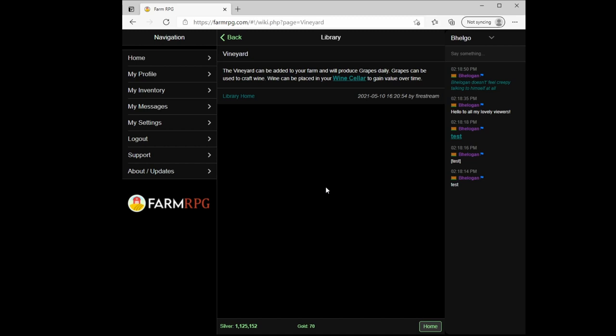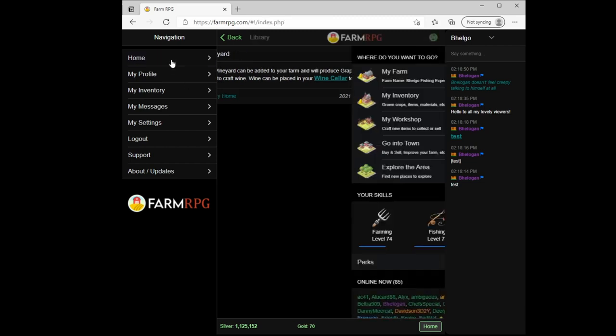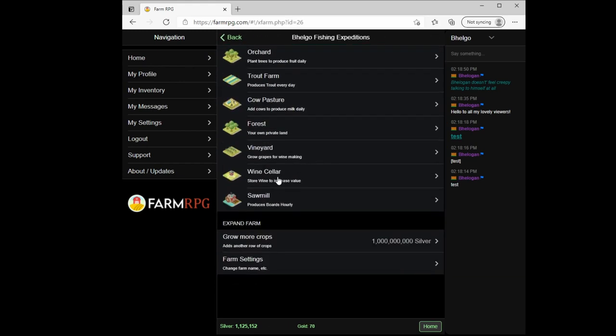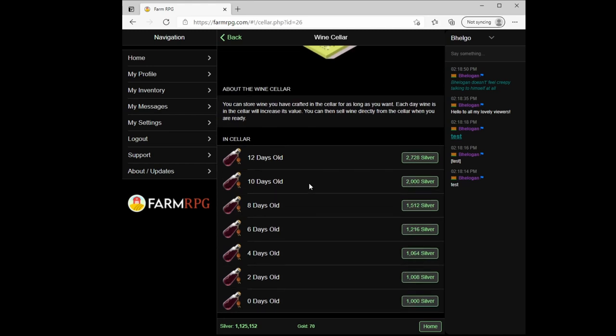And then when you have 100 of those, you can put those in a bottle to create a bottle of wine, and then you can put those in a wine cellar once you've built it. Once wine is in the wine cellar, it starts gaining value every single day. So if I come here into my wine cellar, we'll see I've got several bottles in here. They start out worth 1,000 silver at 0 days. At 12 days, I'm at 2,728.